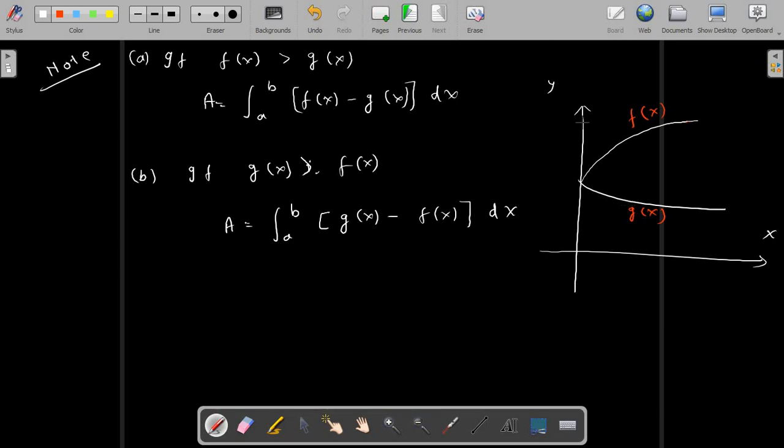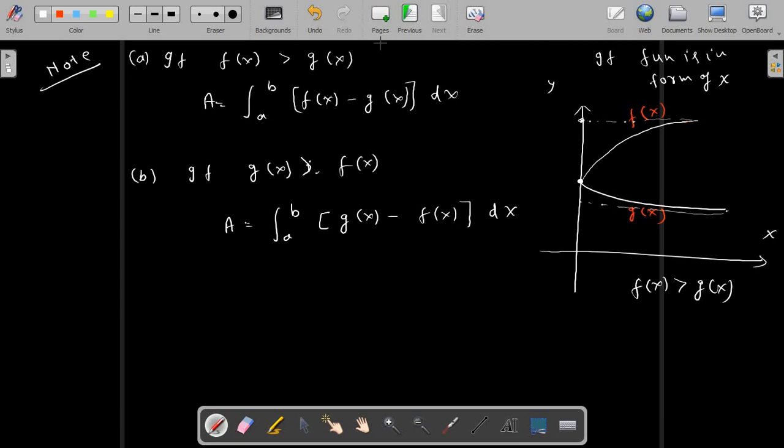Fx has greater y values, and gx has lesser y values. The highest value gx is taking is here, and the greatest values fx is taking are here. So fx is having greater values, so it will be considered greater. So fx will be greater than gx here, if the function is in the form of x.